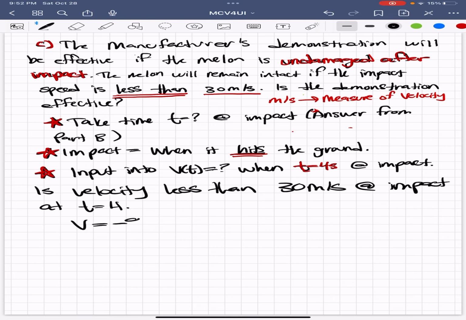V, the velocity, is negative 9.8 t. And so velocity is negative because it is going down. So our answer is probably going to be negative because we're going to input 4 seconds. We're going to input 4 seconds into the velocity function.